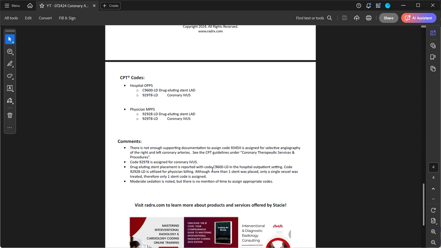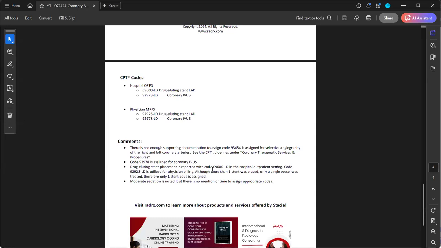And then on the physician side, you're not going to use the C codes for that prophy. You're going to use the 92928 for that drug-eluting stent. So there is no special code for physician billing. It's going to just be the same CPT code regardless of the type of stent that's being used. And then you see that we have the 92978 for the coronary IVUS that was performed.